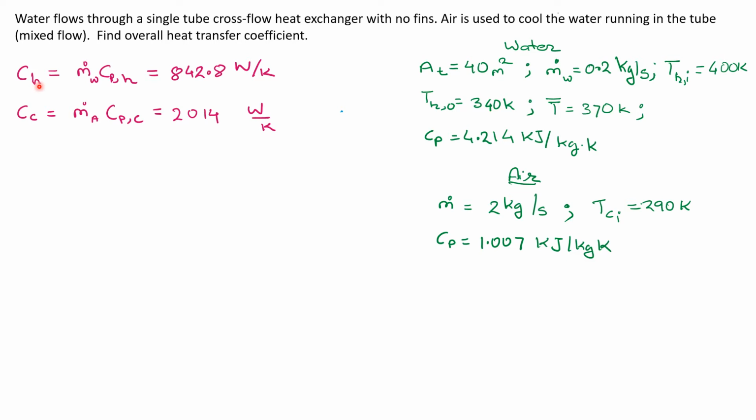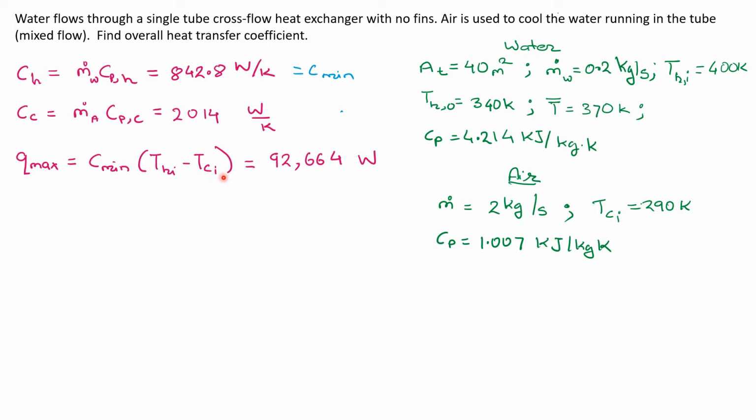Now, the first thing we have to do in such problems is calculate the heat capacity rates. That's the uppercase C, which is nothing but the product of mass flow rate times the specific heat capacity of that particular fluid. So the heat capacity rate for the hot fluid, which is water, will be 842.8 watt per Kelvin, and for the cold fluid it will be 2014 watt per Kelvin, because we know the mass flow rates and the specific heats. This means that our CH has the minimum heat capacity rate, which we will use to calculate our effectiveness or the Q max. So our Q max is equal to C min, which is this value here. So C min is for the water.